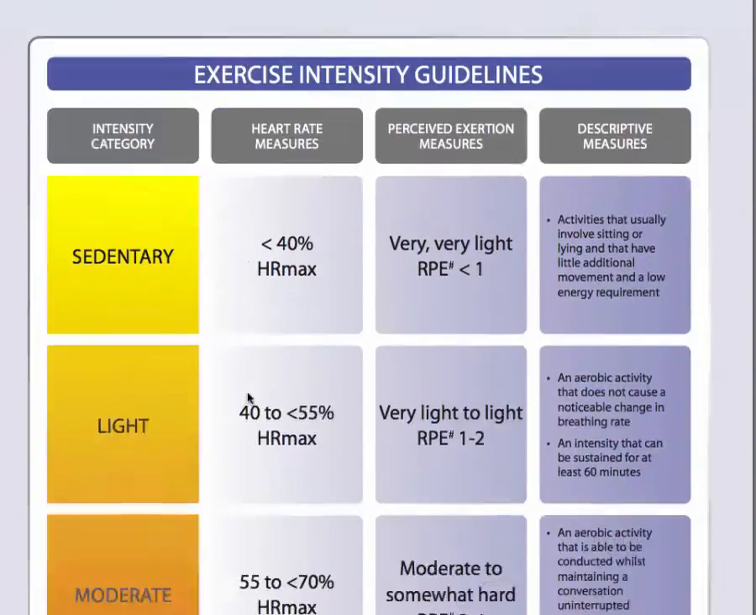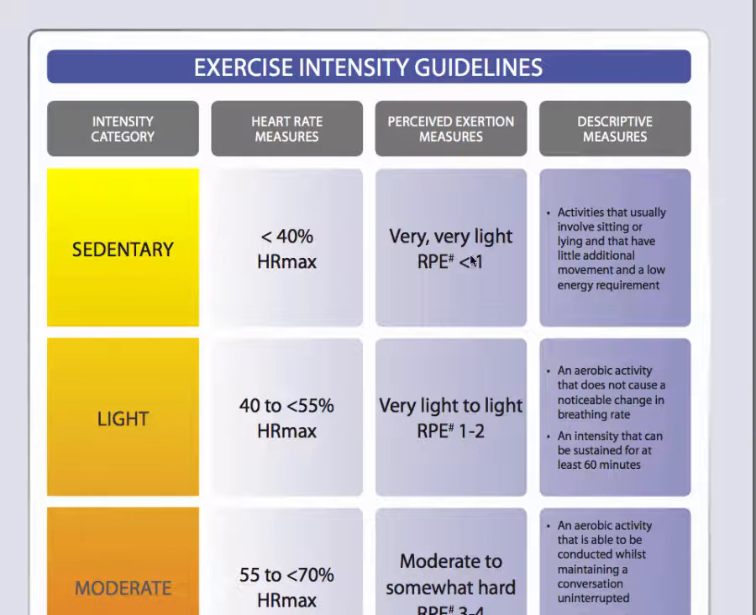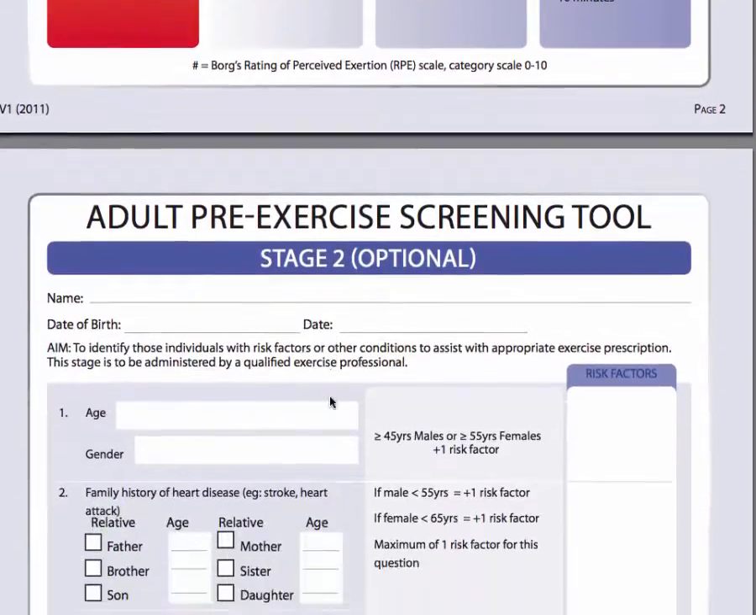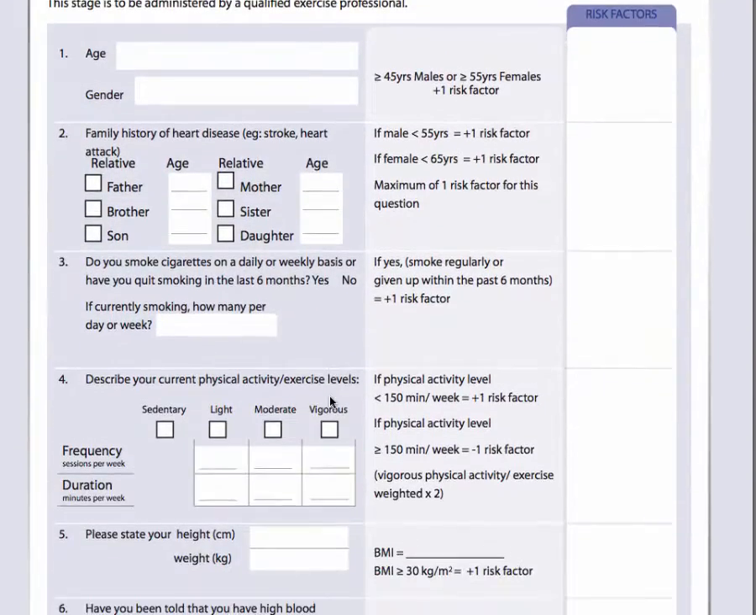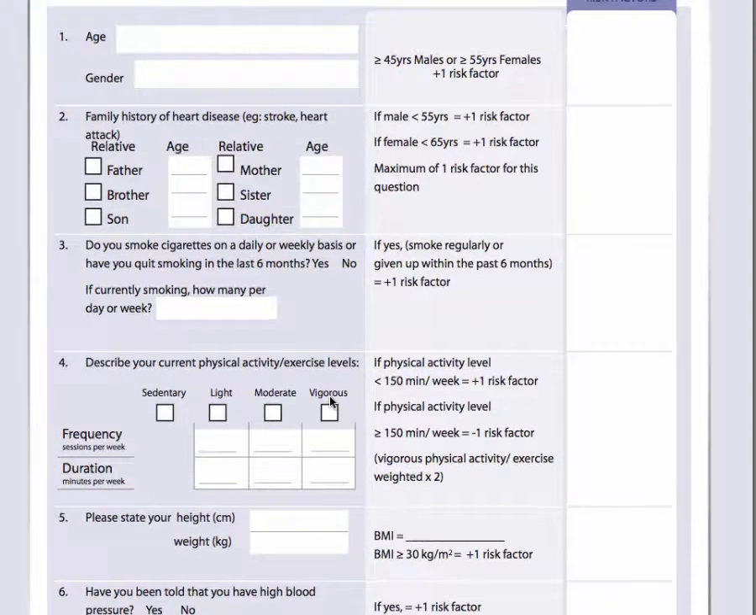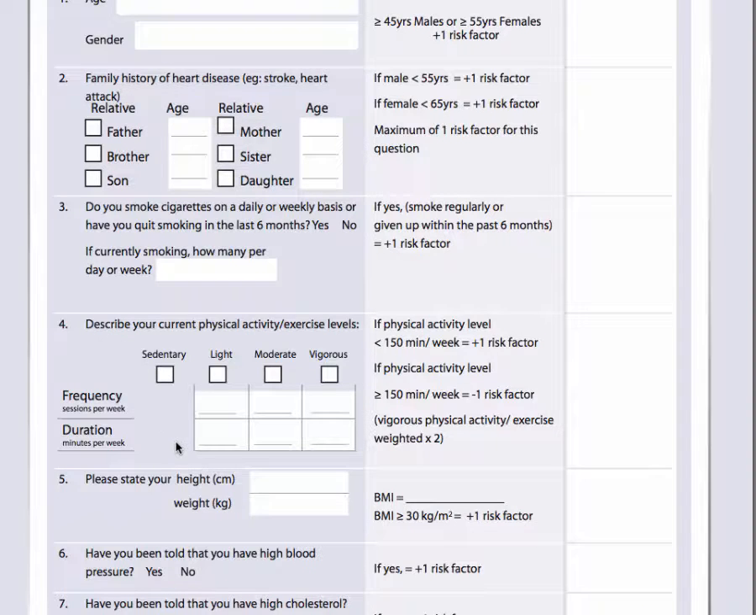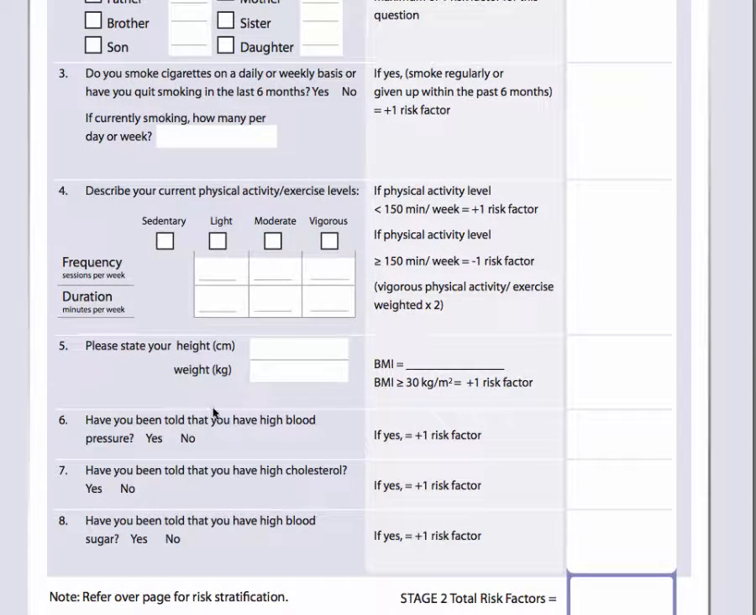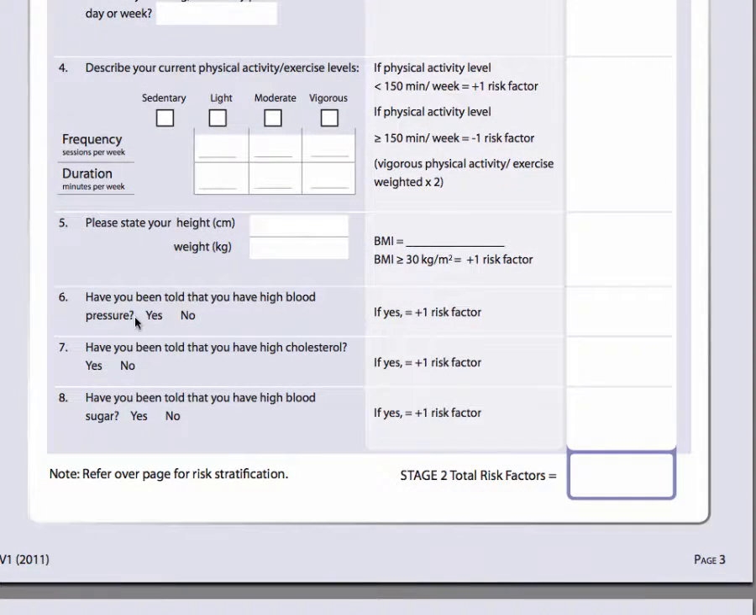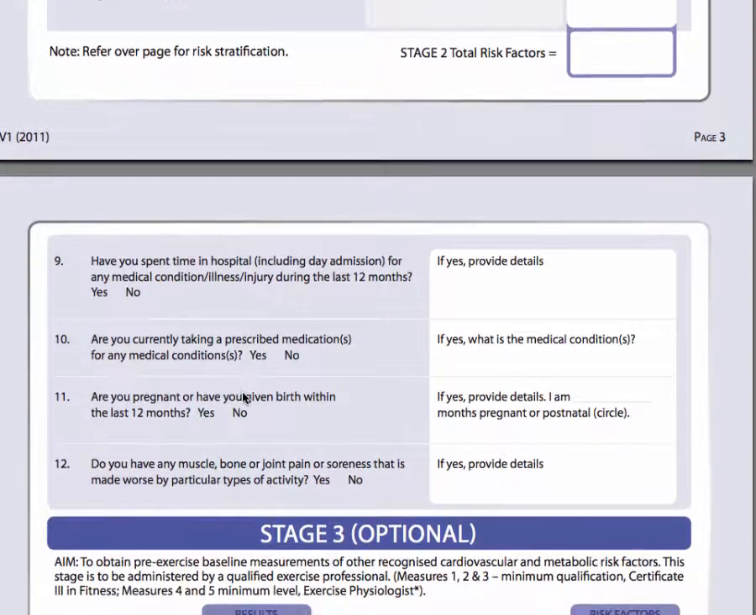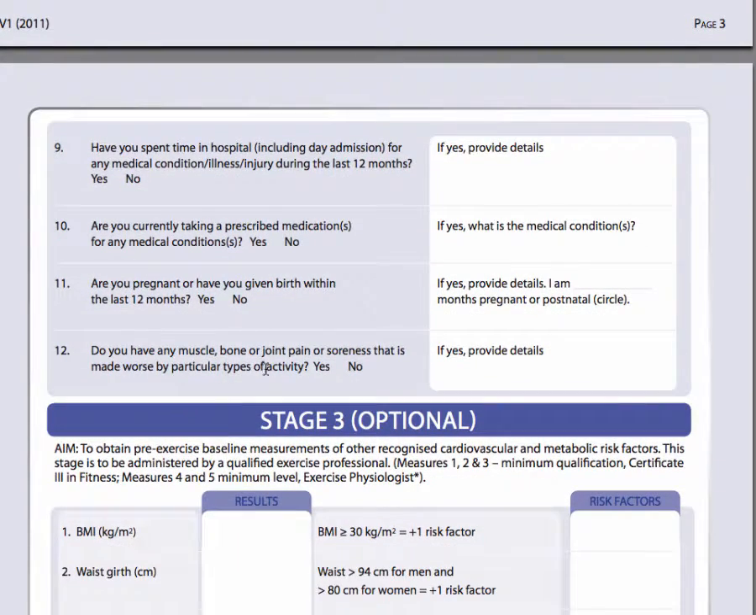From here, what it also does is it then suggests what you should do with the client depending on where they're at. They have a second form here which is a little bit more detailed. This is probably more effective for what I would want to be suggesting you use. You'd pop in their details here, their critical details, all this information here. Okay, questions about history, whether they smoke, what sort of exercise they're doing, their height and their weight to calculate their BMI, their blood pressure, cholesterol, whether they've been in hospital, taking medication, pregnancy, muscle or joint pain.